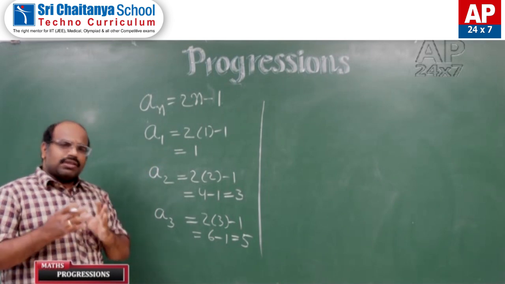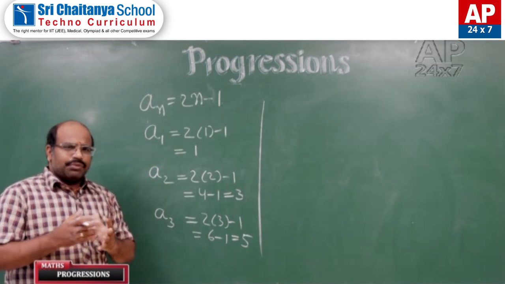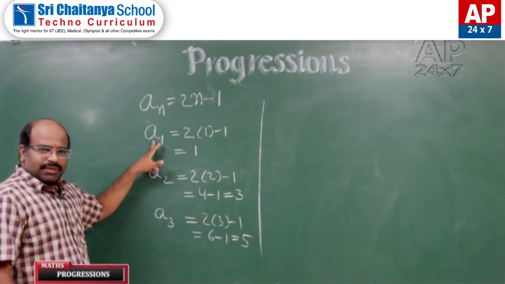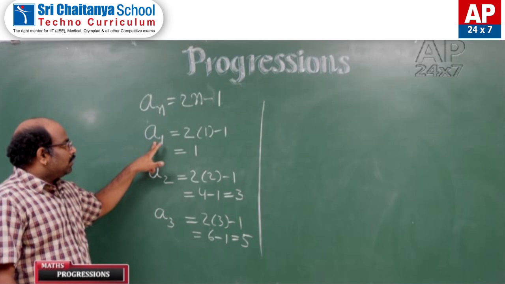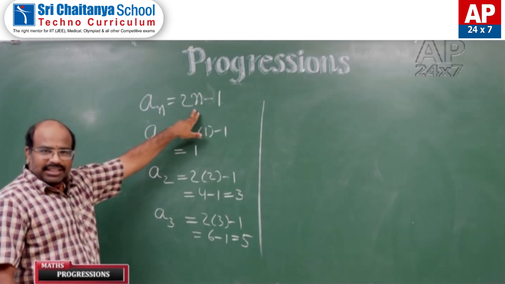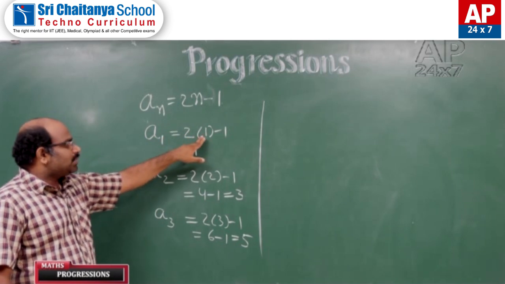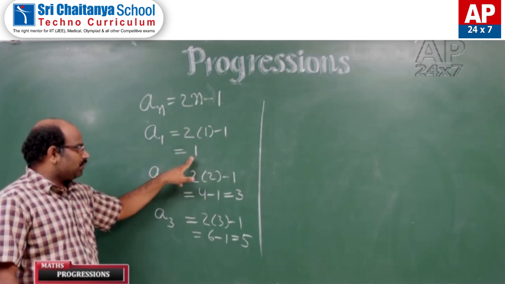Generally, what are the terms of a sequence? A1, A2, A3, and so on. Now, I want to find A1 first. To calculate A1, in the right side of the given expression, replace n by 1, so that it is 2 times 1 minus 1, which is equal to 1.